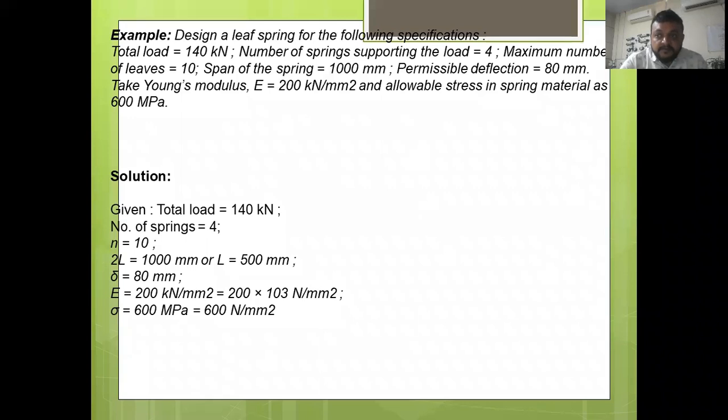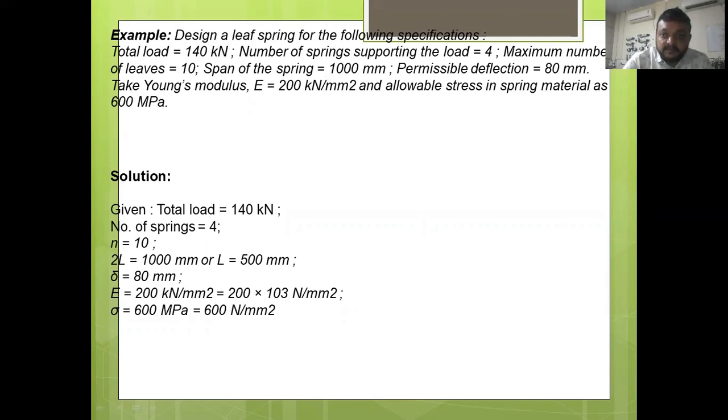Now how to use this, I will show you by this example in a quick manner. Now we have to design the leaf spring from the following condition. Total loading condition is given as 140 kilonewton. Number of springs supporting the load is 4. Maximum number of leaves is 10, N is equal to 10.